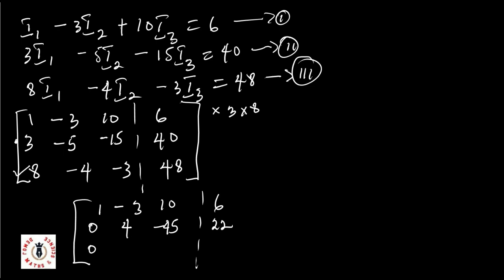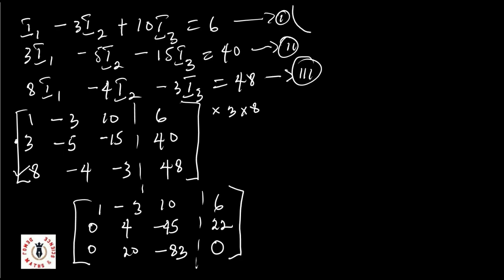8 times 3, that's 24, minus 4 plus 24, that will be 20. Then I'll have 10 times 8, that's 80, and minus 3 minus 80, that's minus 83. Then the last item here will be 48. 6 times 8, that's 48. 48 minus 48, then I'll have 0.